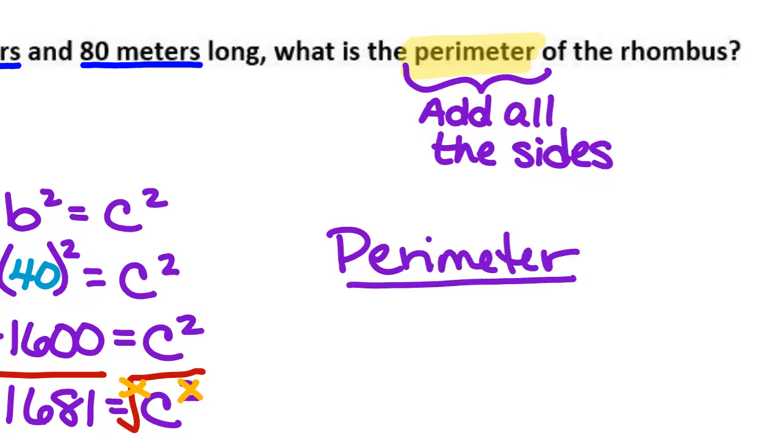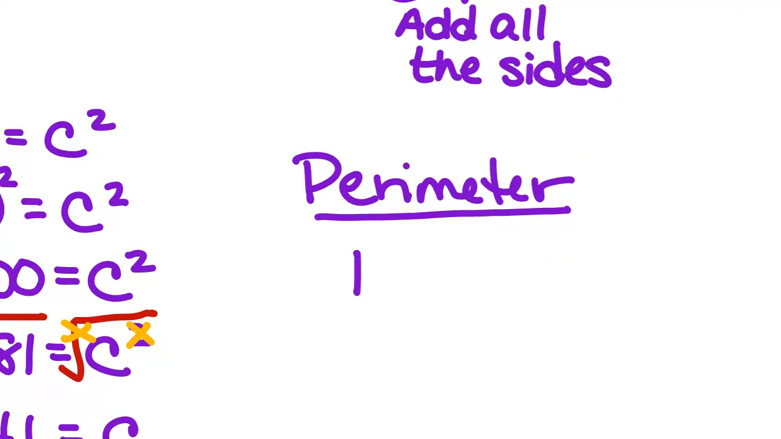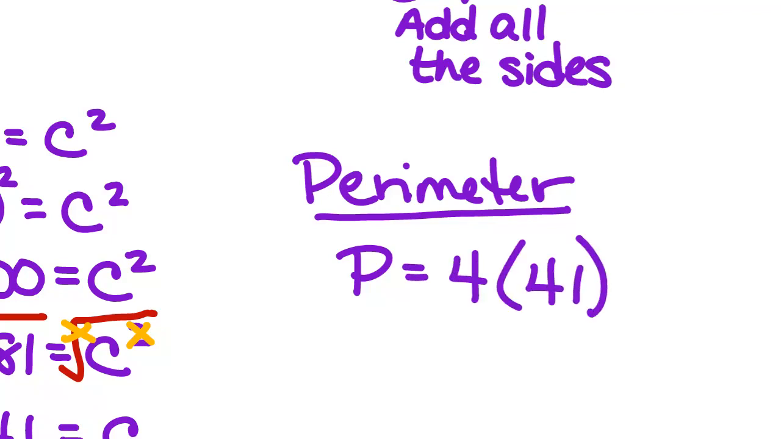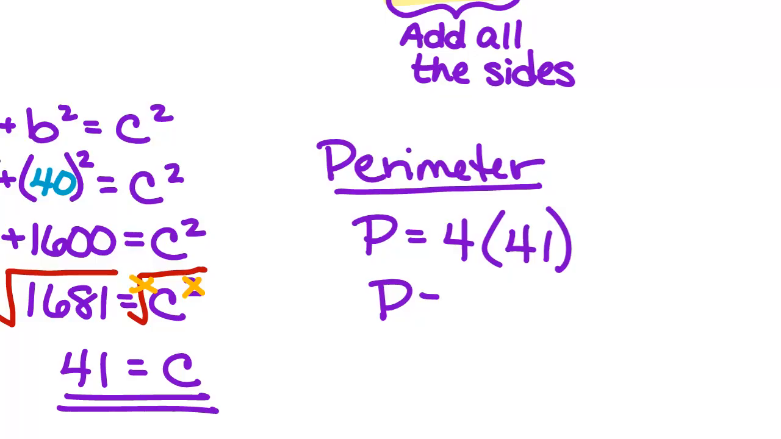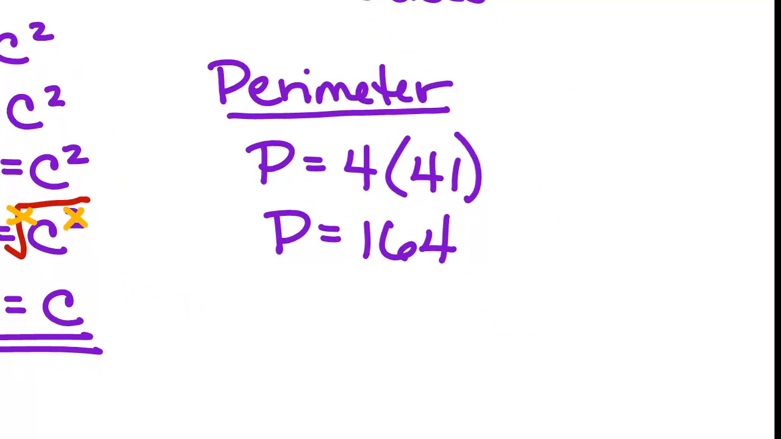So how would we find the perimeter then? Yep. We're going to add all the sides together. So I could add 41 a bunch of times. Or what could I do to shortcut that? 41 times 4. We get 164. Should we put units with that? What units? Meters.